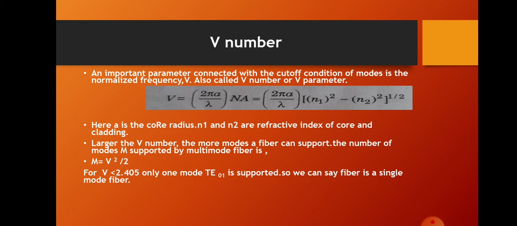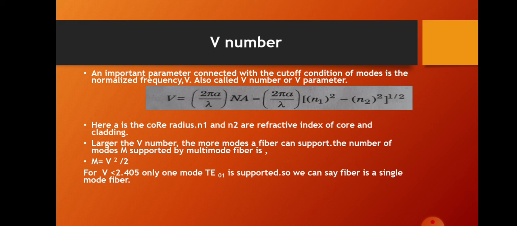So the V number is a dimensionless quantity, and it represents the number of modes a fiber can support. In this equation, n1 is the refractive index of the core, n2 is the refractive index of the cladding, a is the core diameter, and lambda is the wavelength of the light in air. Whenever the V number increases, the number of modes supported by single mode and multi-mode fibers also increases.